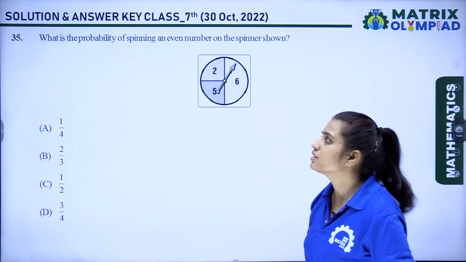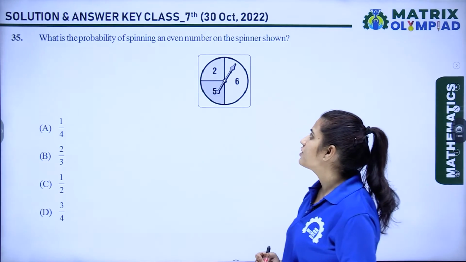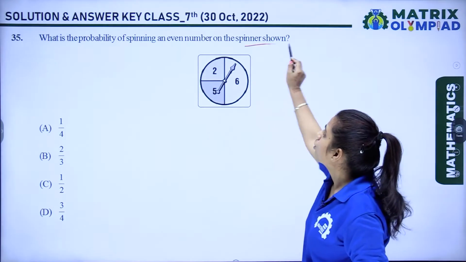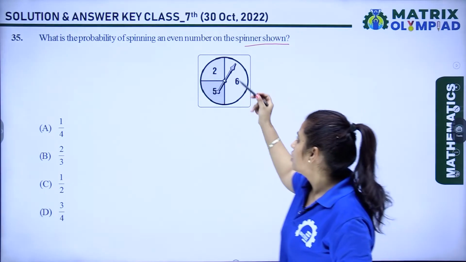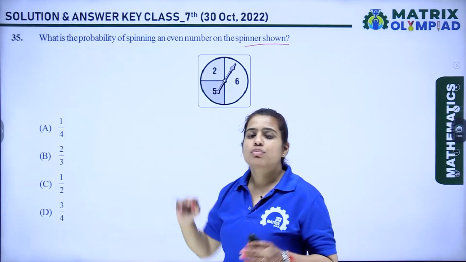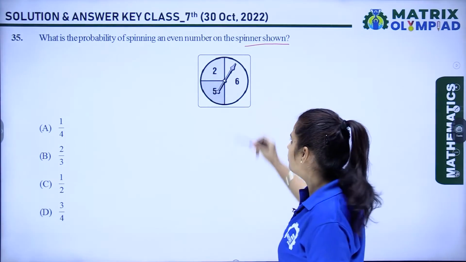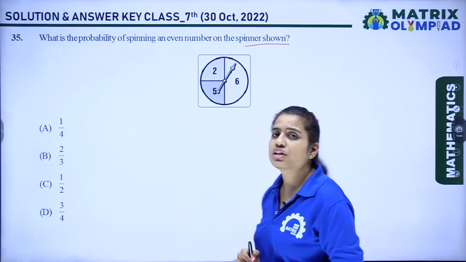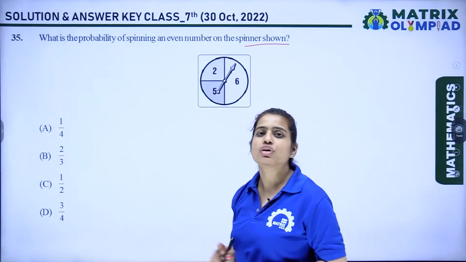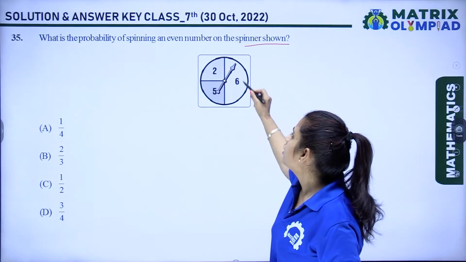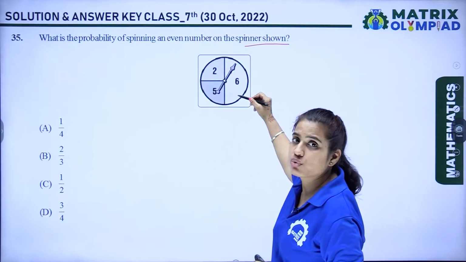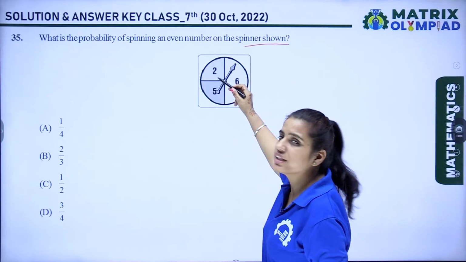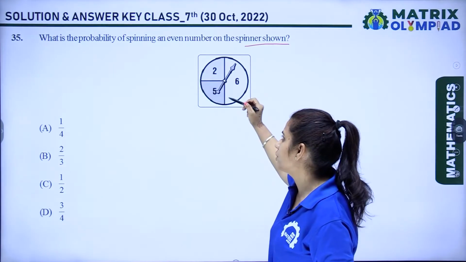Now the next is, what is the probability of spinning an even number on the spinner shown? Now here we have to find out the probability of an even number. Here 2, 5, 6. There are 3 numbers, out of which only 2 numbers are even. Here total partition coverage is 50%. Here is 1/4, 25% we can say, and here it is also 25%.